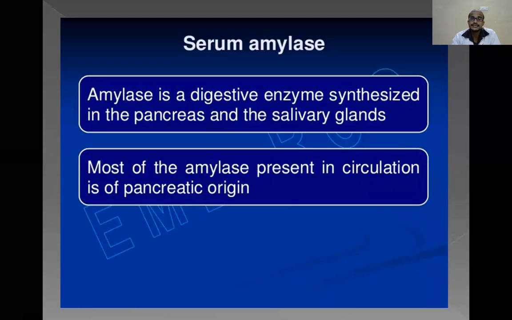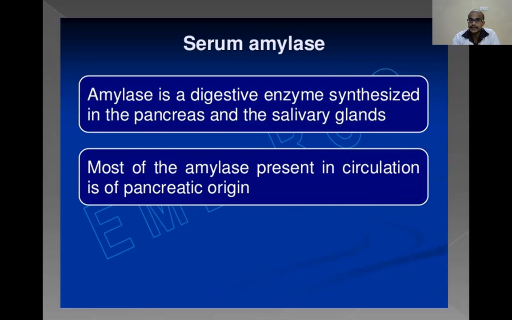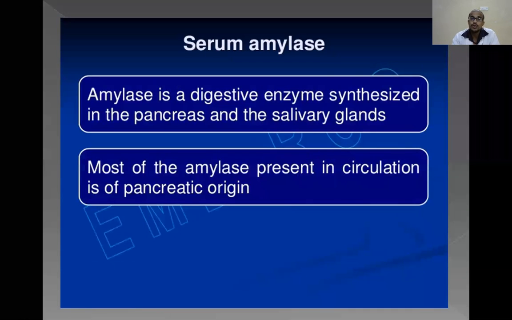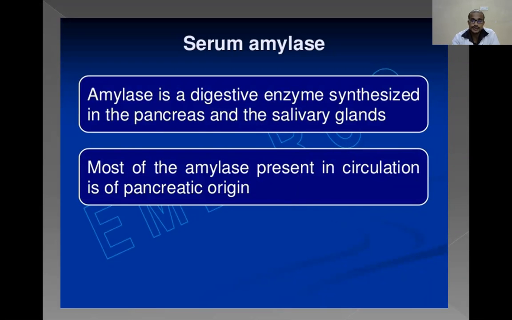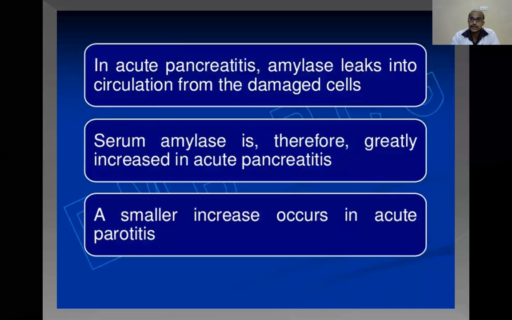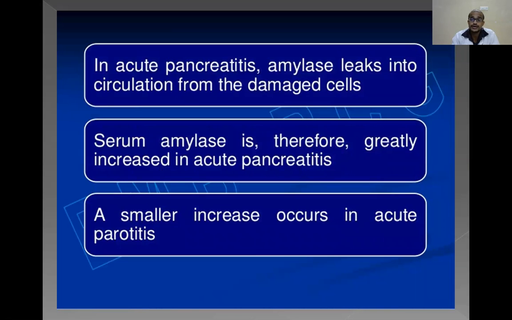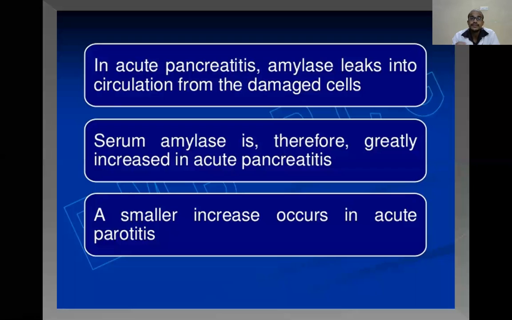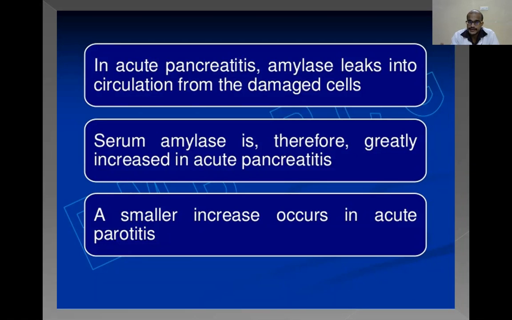So serum amylase is a digestive enzyme found in the pancreas and the salivary glands. Most of the amylase present in circulation is of pancreatic origin. And in acute pancreatitis, the amylase leaks into circulation from the damaged cells. Serum amylase is useful in acute pancreatitis because it is increased greatly in acute pancreatitis. A smaller increase occurs in chronic pancreatitis also.